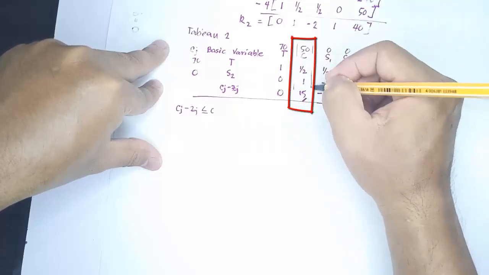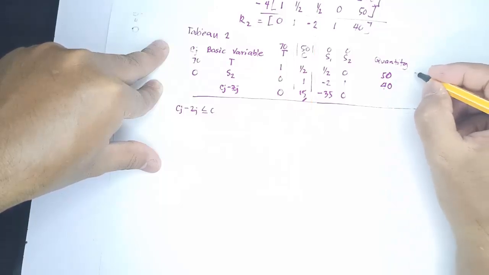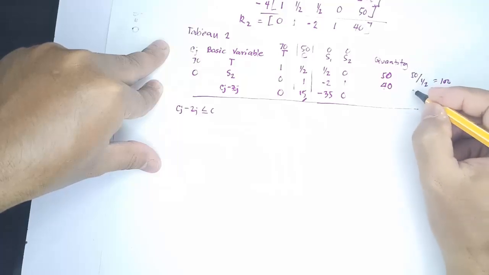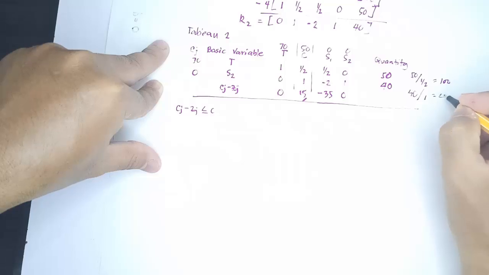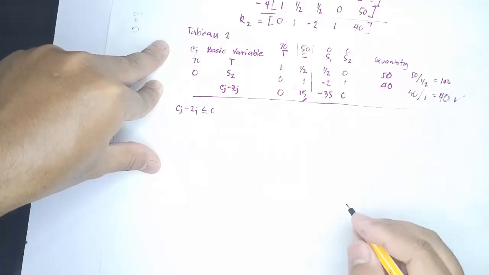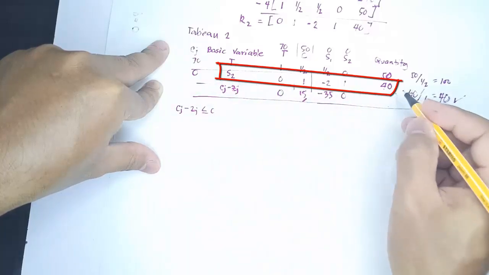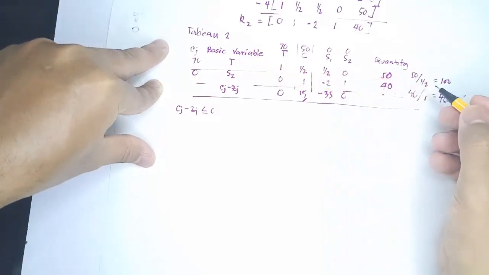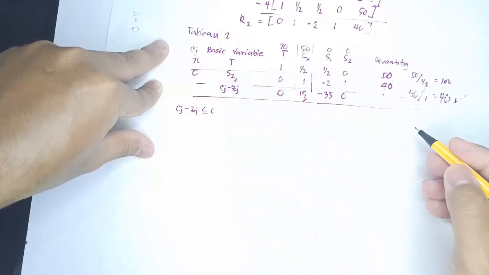Therefore, this is the pivot column, and taking the ratios, 50 over 1/2, this is equal to 100, and 40 divided by 1 is equal to 40. So the least positive ratio is 40. Therefore, this is the pivot row. C will be the entering variable and S2 will be the leaving variable.